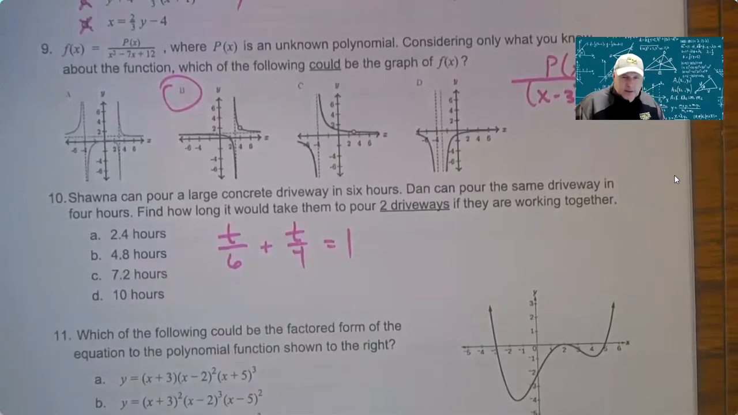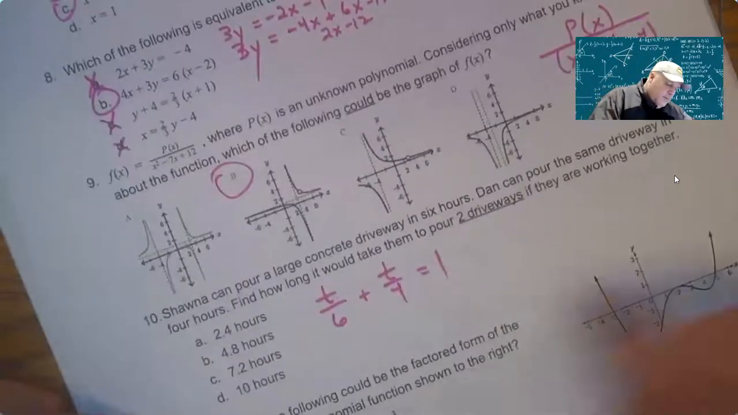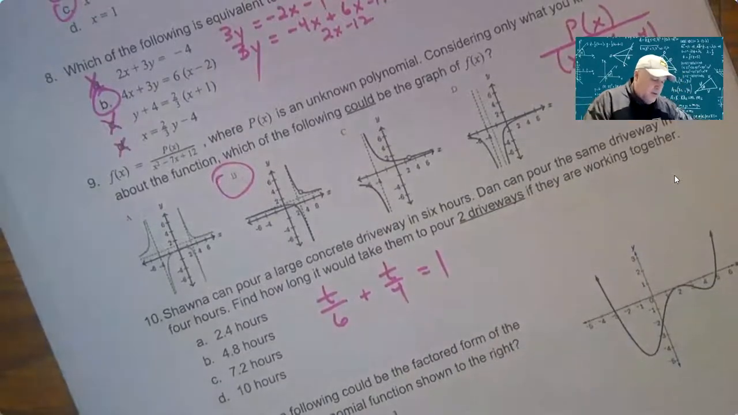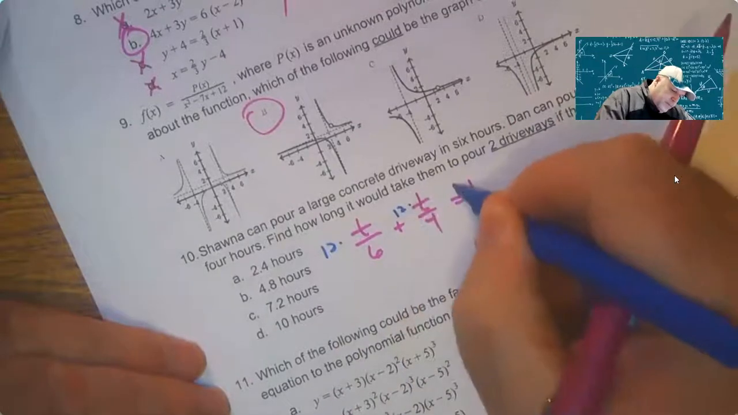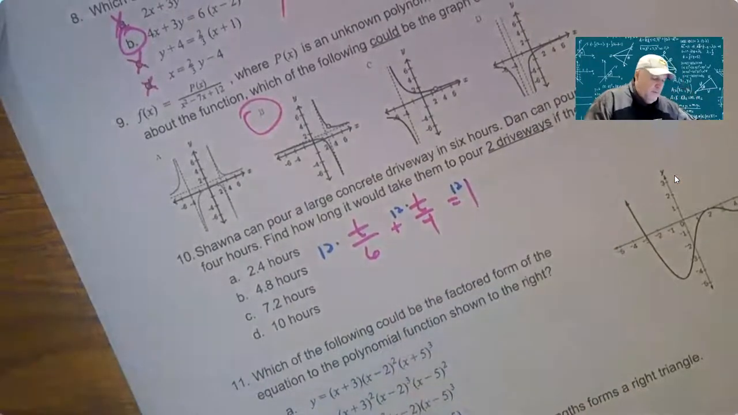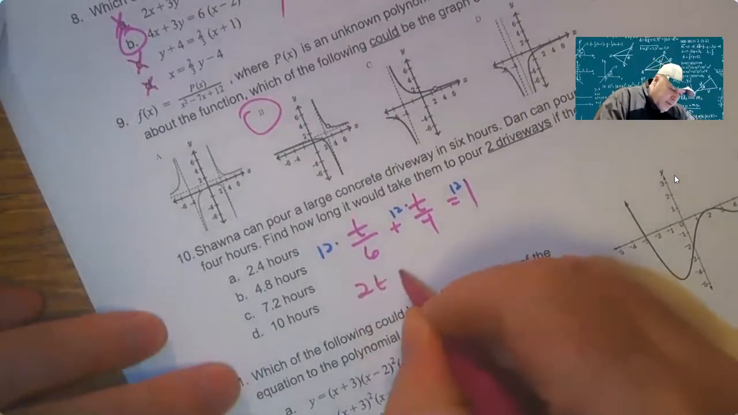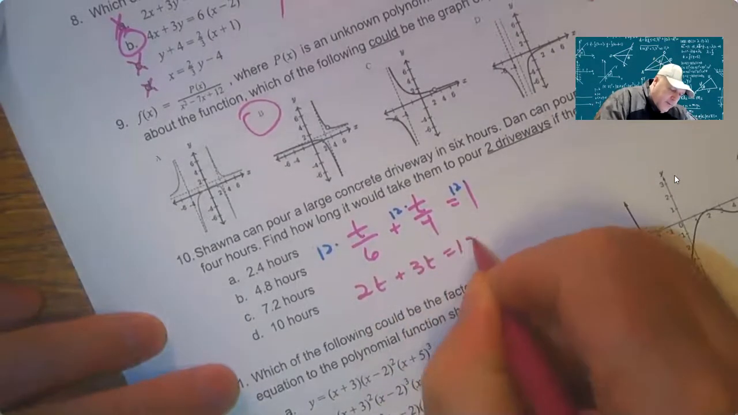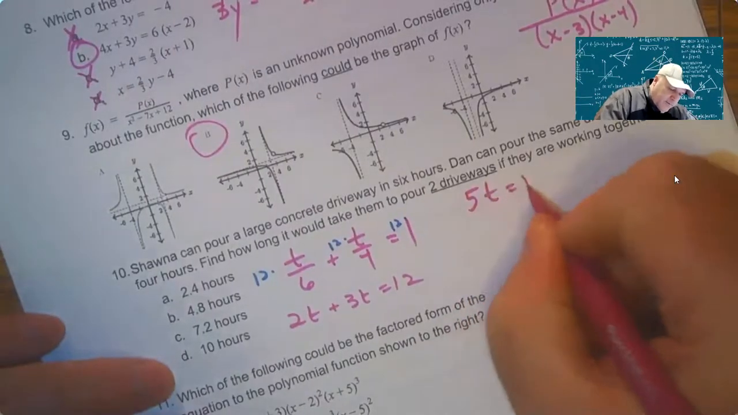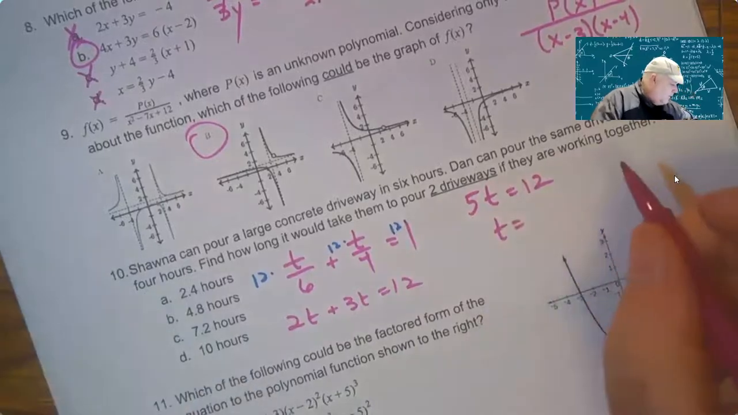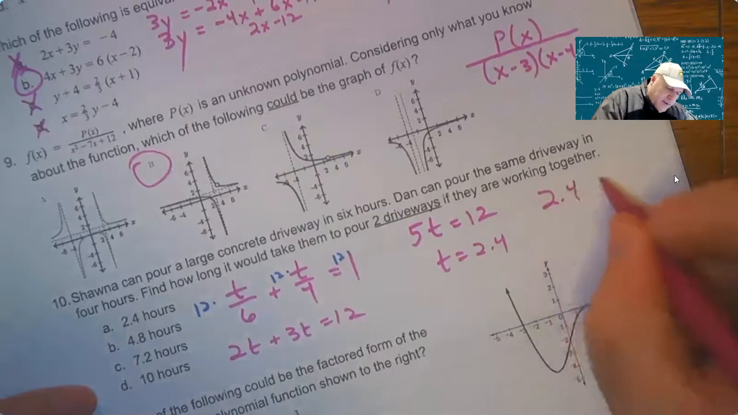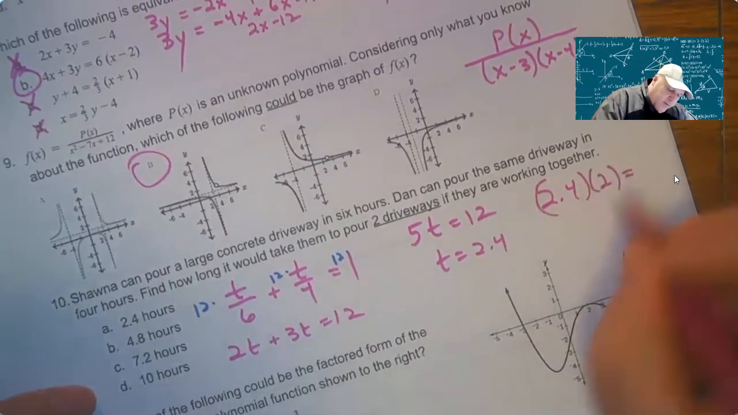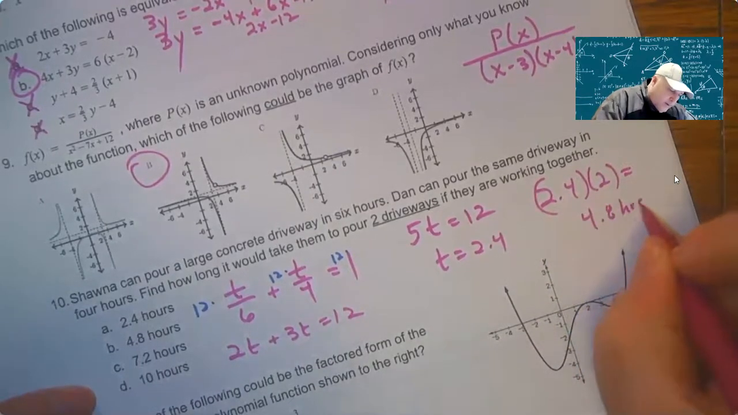And then we're going to multiply that by 2. Multiply left to right. I'm going to say by 12, something that the 6 and the 4 go into. So 2t plus 3t equals 12. So 5t is 12 and t is 2.4. Now we got to multiply that by 2 because you're doing 2 driveways, so 4.8 hours.